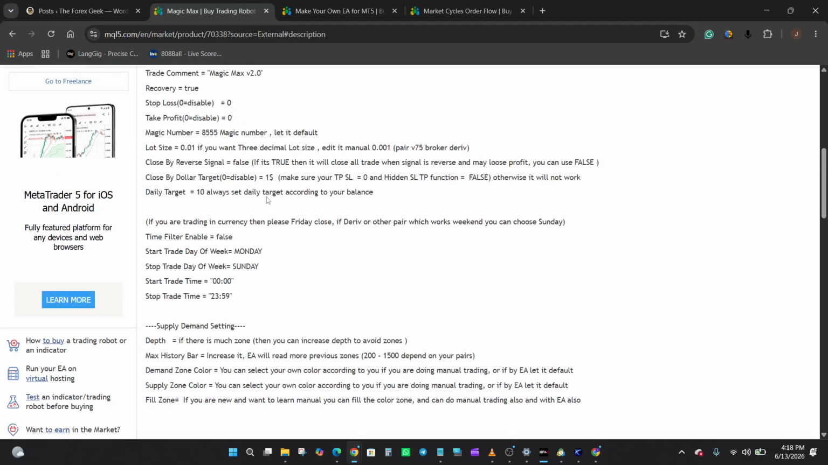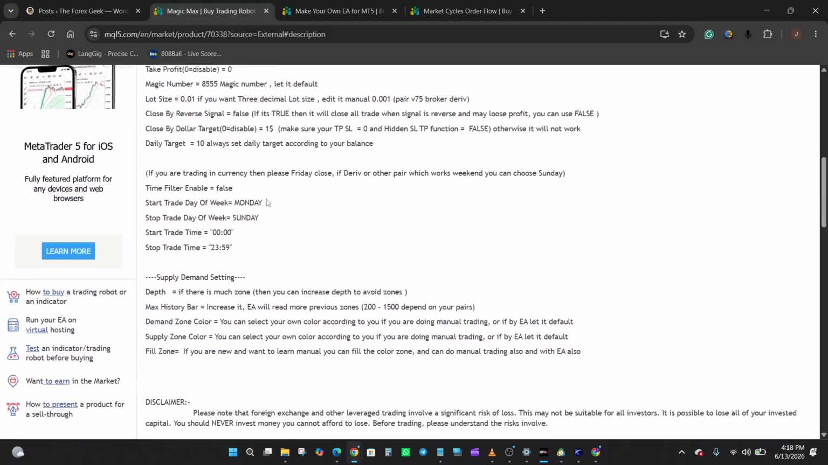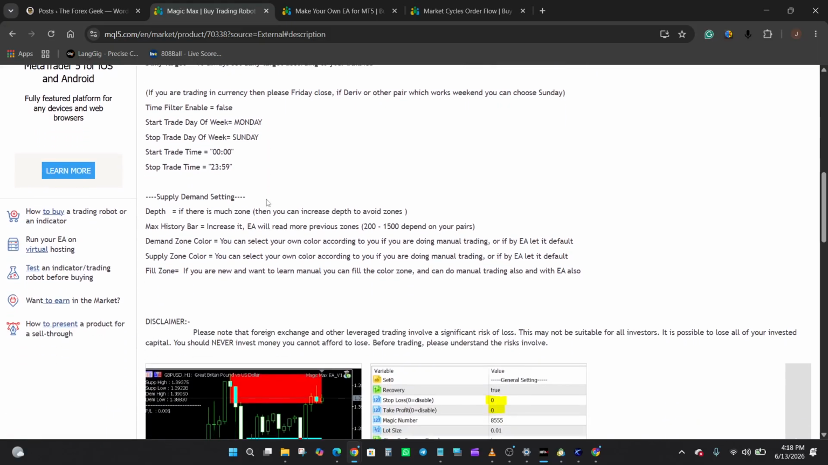Now, moving into the supply and demand section, the EA uses zone-based logic where depth and historical bars can be adjusted. Increasing the max history bars allows the EA to analyze more past price data when identifying zones, which can change how frequently trade opportunities appear depending on market structure.